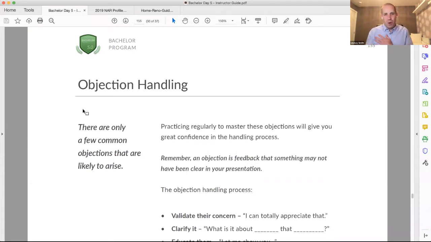One of the things that we recommend is practicing regularly to master these objections. It's going to give you great confidence in the objection handling process. One of the things we used to do is write these down on flashcards, get with partners, and bring them up. We'd say, can you list it for less commission? We want to wait. We don't want to list for quite so long. We want more advertising, whatever they happen to be.